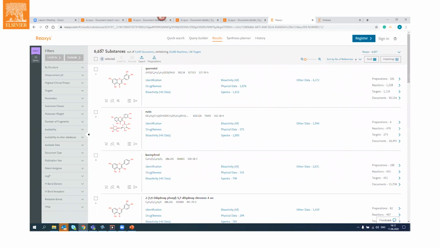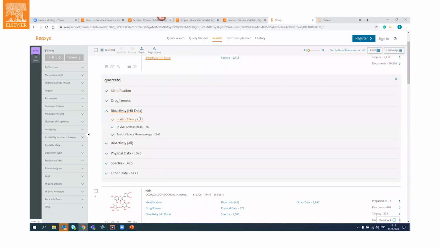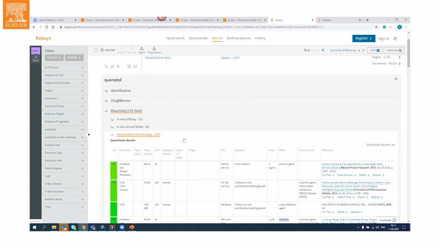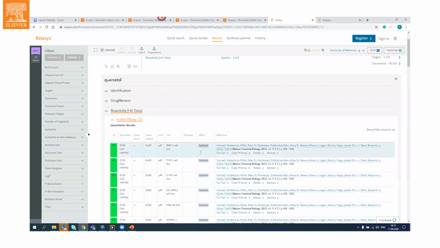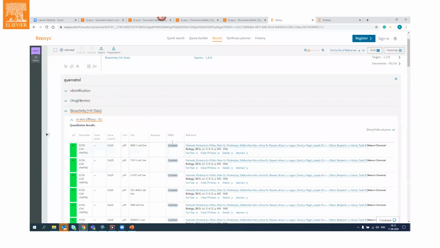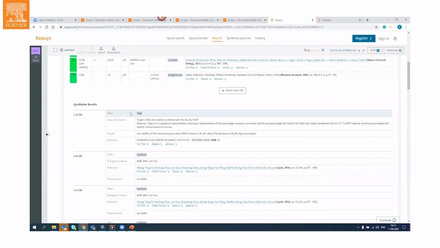So we got 6,000 substances, but for each of them, you can see this bioactivity heat data, and over there exactly would be toxicity, safety, pharmacology, some research related to it, or some information where it was found that the compound is toxic, cytotoxic, and something like that. So you see different qualitative data and quantitative data as well.